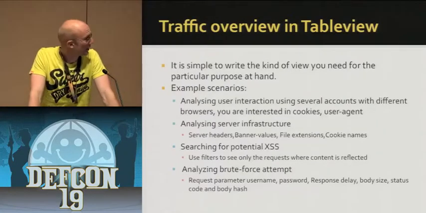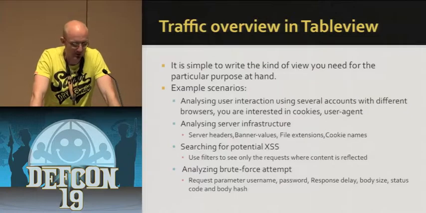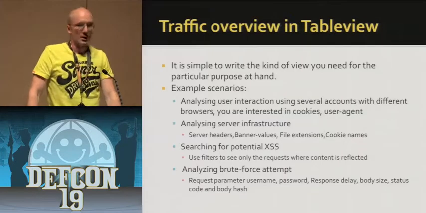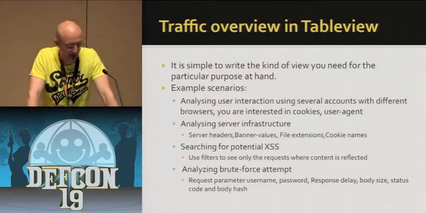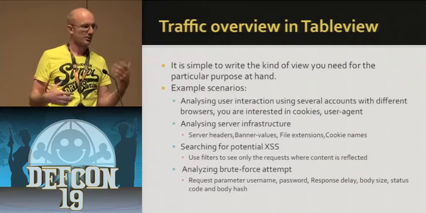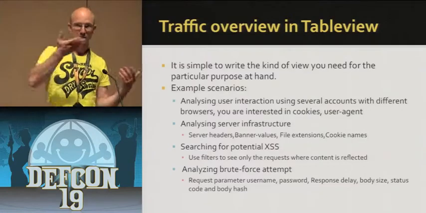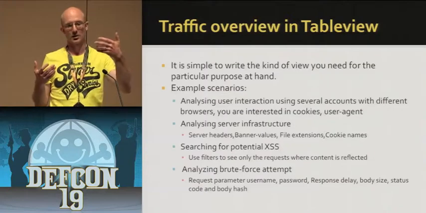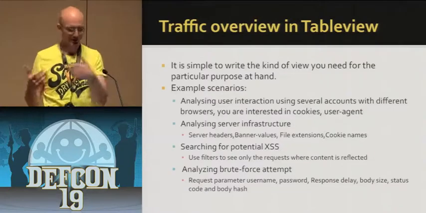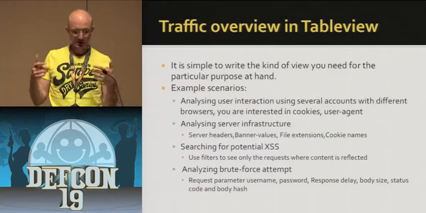And table view. It gives you a highly customizable way to get an overview of an application flow. And it's very simple to write and reuse the kind of view that you need for your particular scenario. And what do I mean by scenario? Well, for example, you might be interested in analyzing user interactions. So you use 2 different browsers maybe on the same target and try to see if one user can access the information belonging to the other. And that's one scenario, and there you might be interested in being able to differentiate based on user agents.